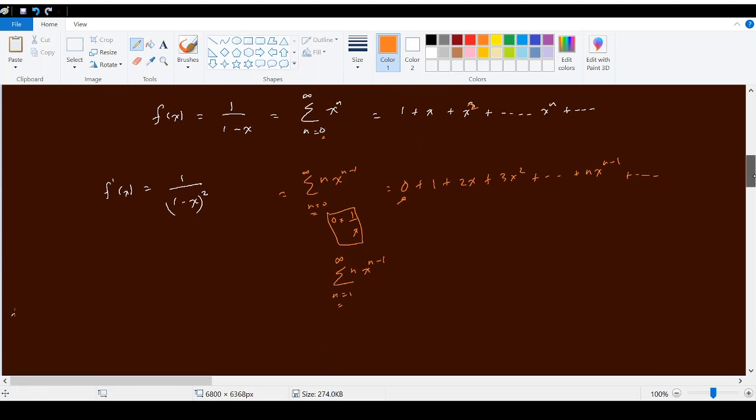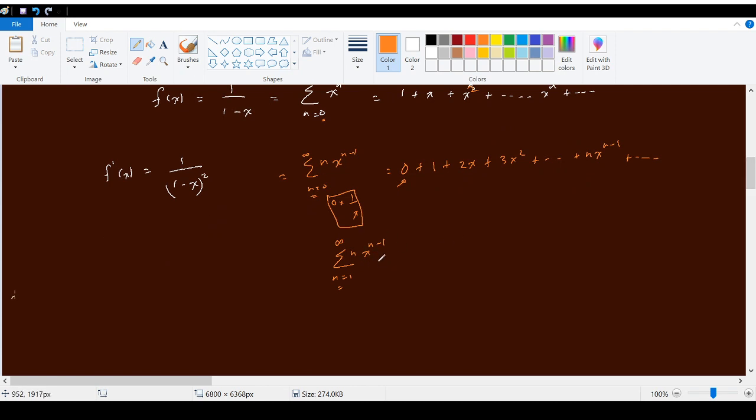And if you need to do some index shifting because of this x to the power n minus 1 term, what you can do is, here in order to get x to the power n, you have to add 1. So if you add 1, you have to do it for this term as well. And if you are adding 1, you have to subtract it from the running index, right?